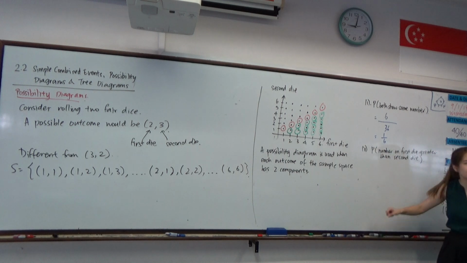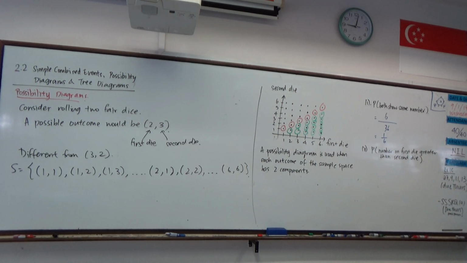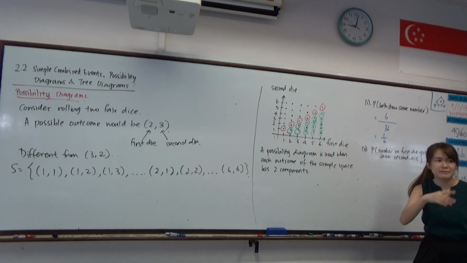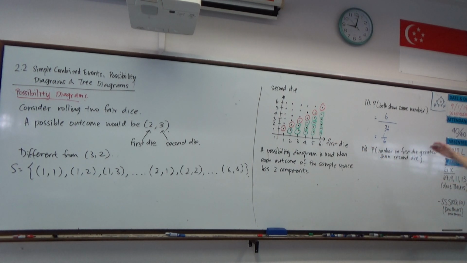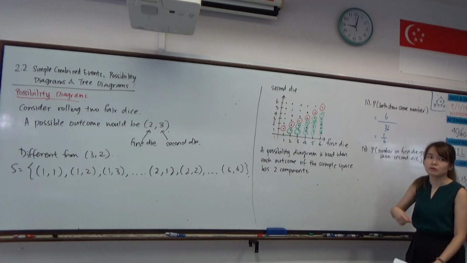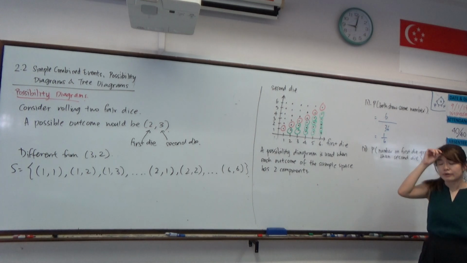You need not actually circle it in your possibility diagram if you are asked to draw a possibility diagram. When you circle it, it might be easier to count, especially if you have multiple questions to answer. Maybe you can use different shapes as well if you're going to stick to using one color pen, right?